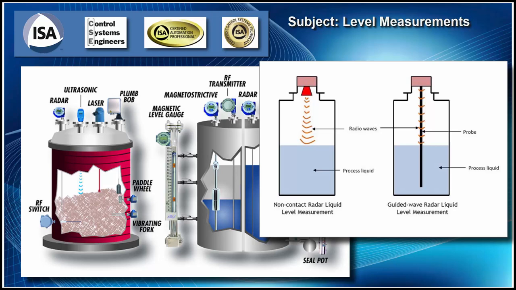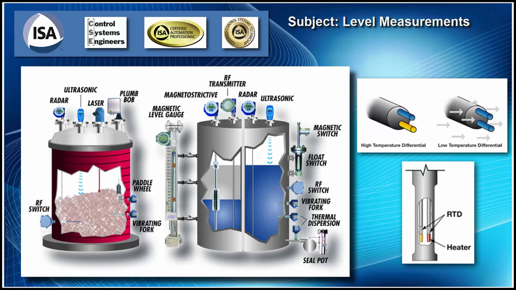Now, on a note, the ultrasonic and the horn type radar are non-contact type level measurements, while the probes and the set points are contact type measurements. And you may have questions on what's non-contact and what's contact. So remember this.